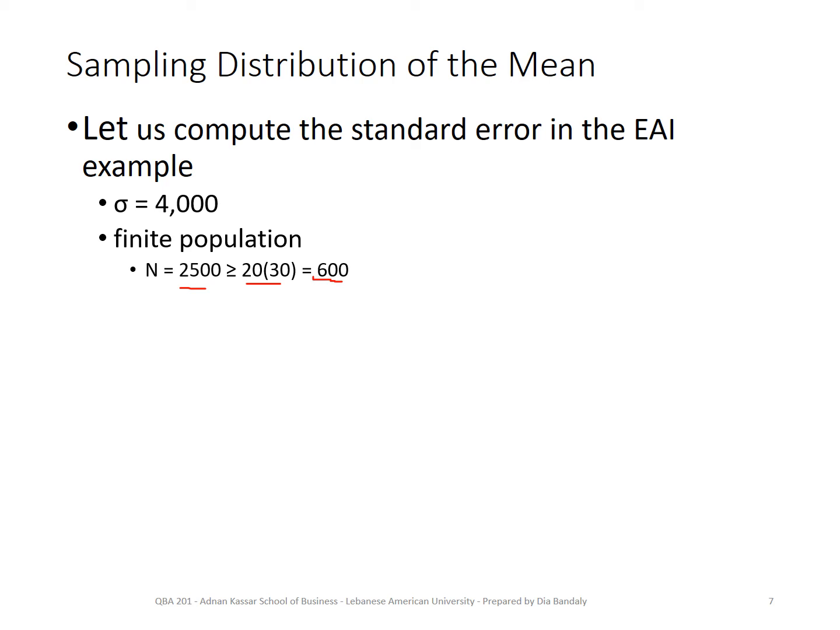And that's why we can then use that simple form, and sigma x bar would be equal to sigma over square root of n. Sigma is 4,000 and n is 30. It's our choice. We decide on the sample size. So for us, it's equal to 30 here, which means that the standard deviation of the distribution of X bar is equal to 730. Okay, you can see that it's much lower than the standard deviation of the population.